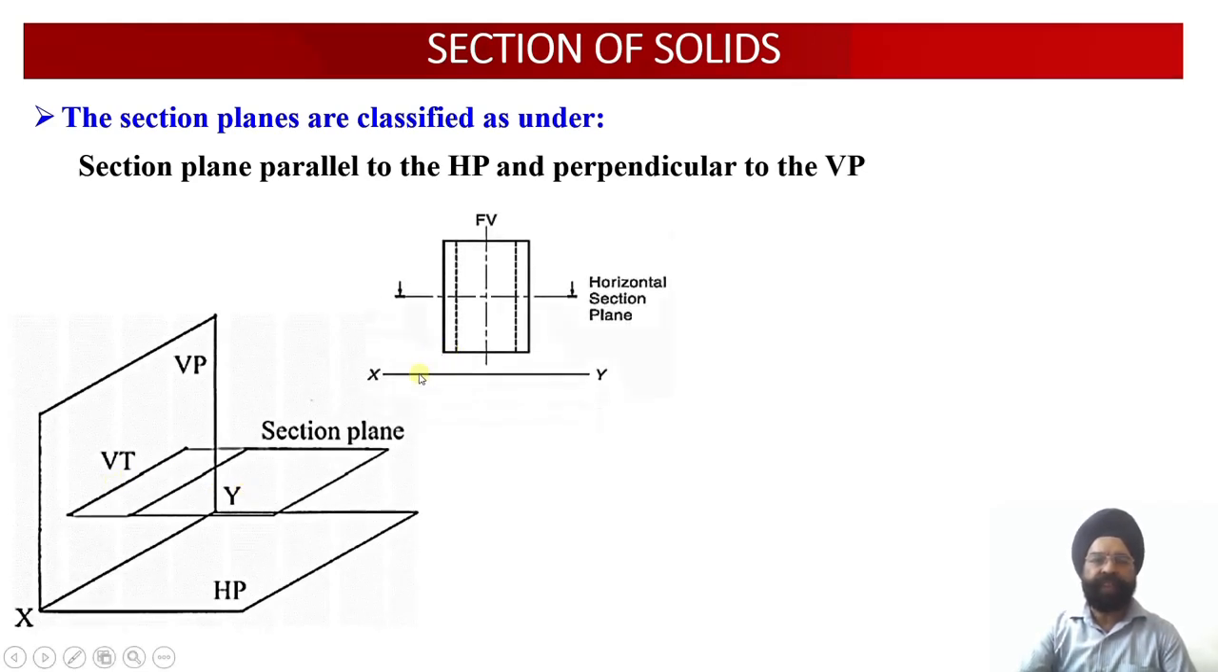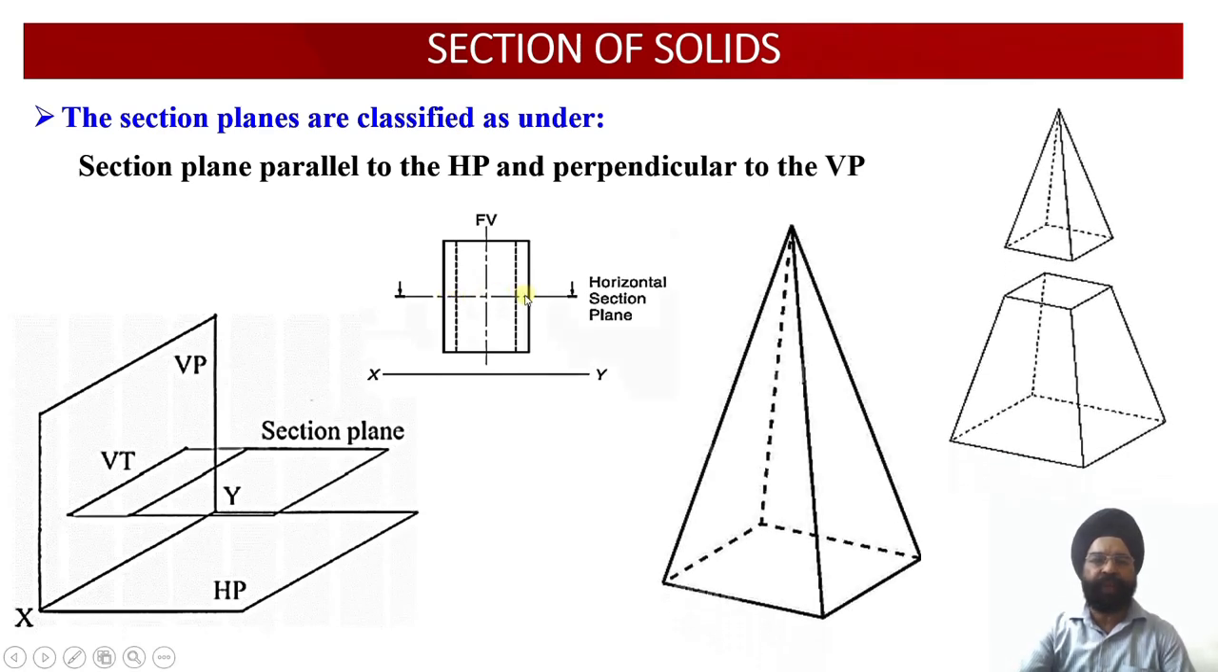And now we can have this particular example in which we can see that there is a solid which has been cut by a cutting plane which is parallel to HP and perpendicular to the vertical plane. Once the solid is cut by this cutting plane, the upper portion of the solid will be discarded and whatever remainder portion of the solid is available. So here we get the edge view of the cut section in the front view, right? So the edge view of the cut section will be available in the front view.